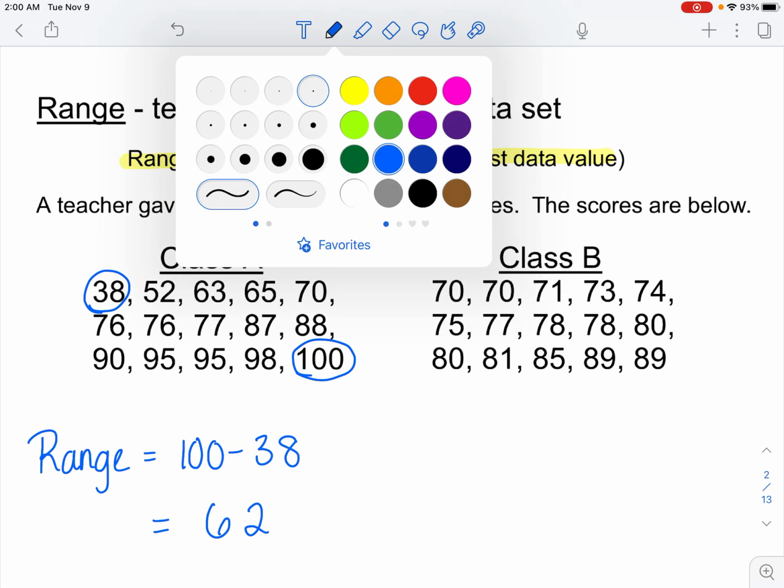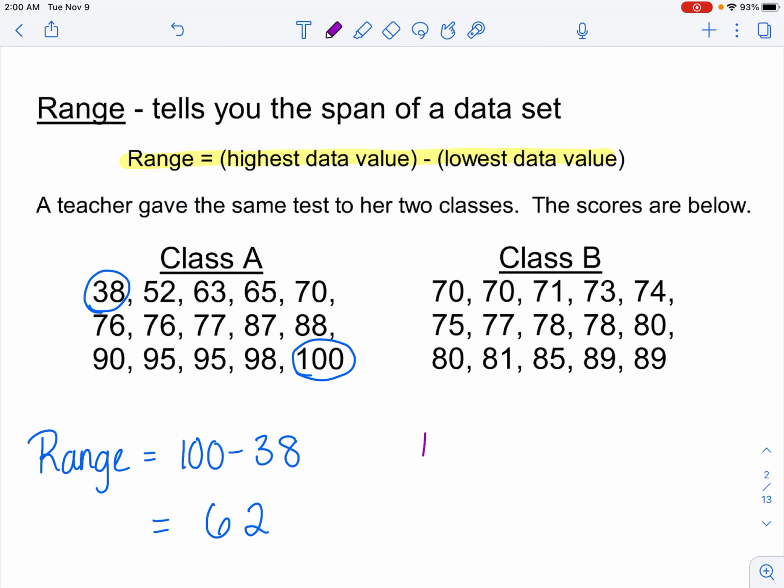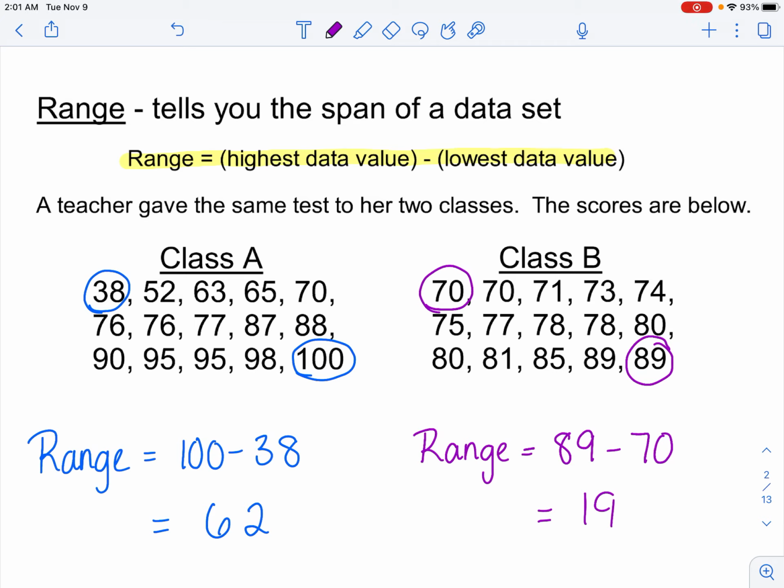So then taking a look at the second class, the range here is from 89, sorry about that, down to 70. So the range here is only 19. So just by looking at that alone, I can see that class B has a lot less of a range or a lot less of a span than class A. So those test scores were all closer together than class A was. Okay, so that's finding the range.